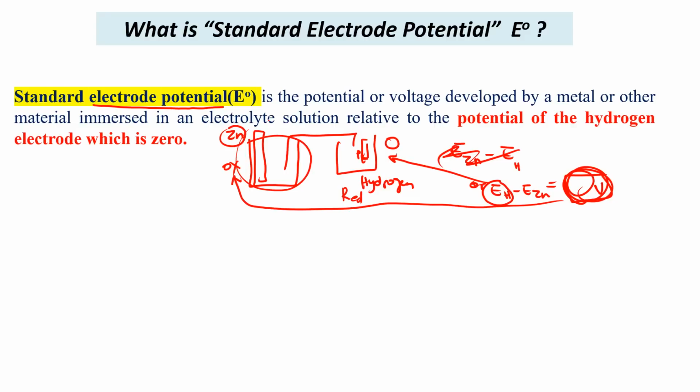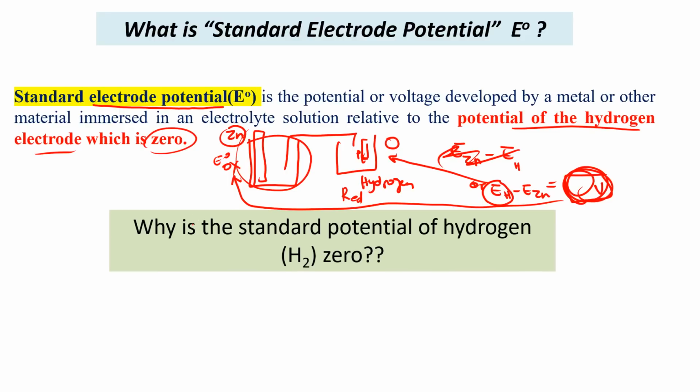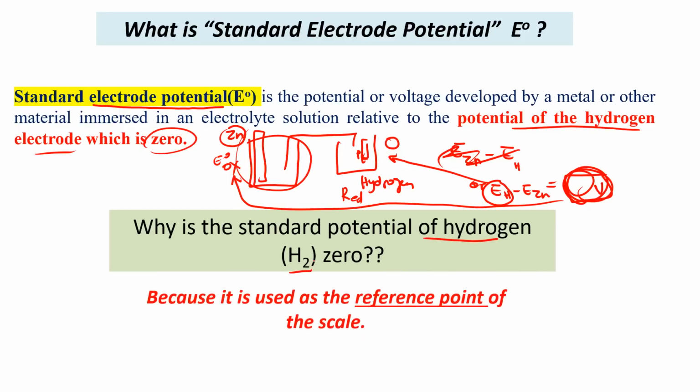يعني الستاندرد electrode potential ال E naught هو الفولتج حق هذا الالكترود لما نحطه في خلية مع الهيدروجين. So compared to the hydrogen, which is 0. Okay? Why is the standard potential of hydrogen 0? Because it is used as the reference point of the scale. يعني عندنا هيدروجين وفي فوقها قيم وفي تحتها قيم، هني 0. Okay?